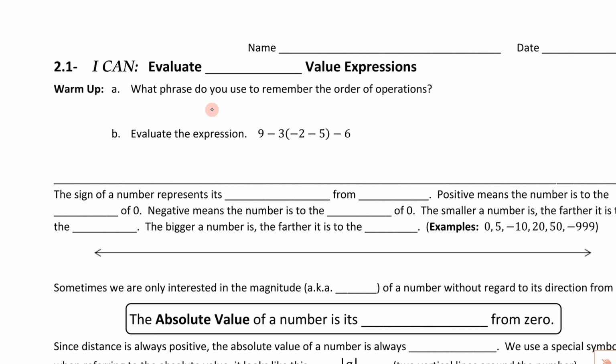We're on to a new unit and a new topic. This is section 2.1, and the I can statement is I can evaluate absolute value expressions. So go ahead and write the word absolute there. So we're talking about absolute value expressions.